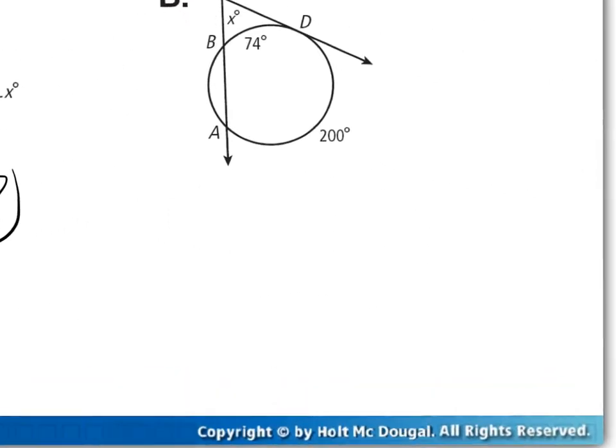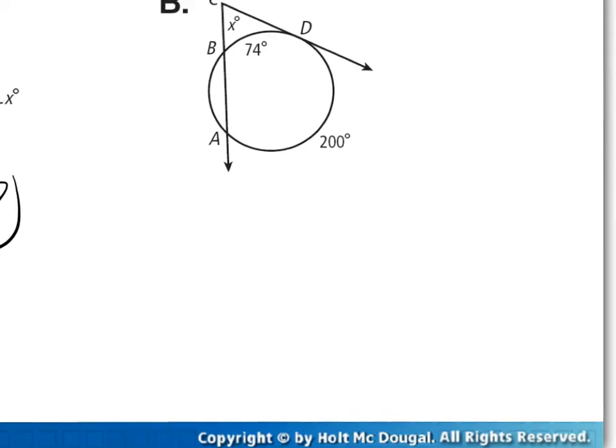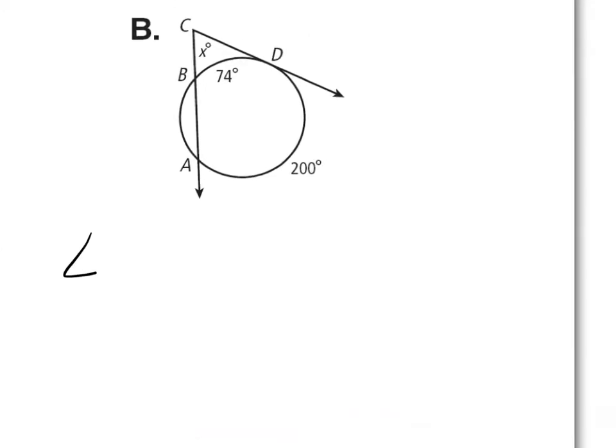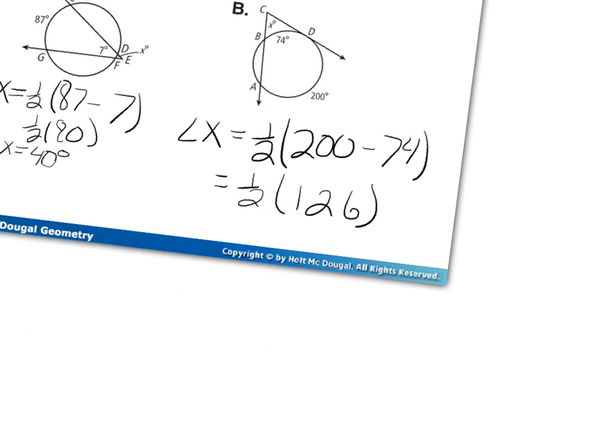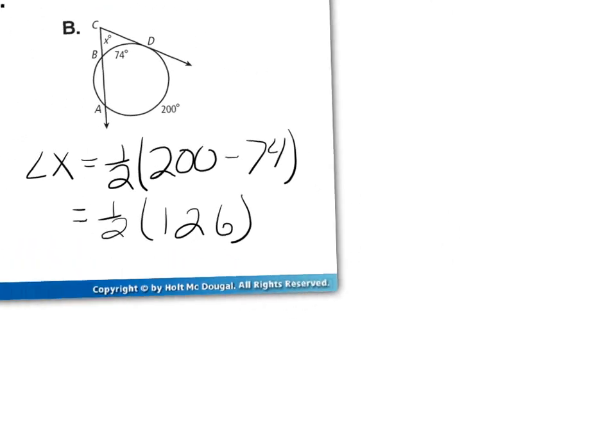All right, now over here, you're going to do the same thing. It's a little easier to see because it's not so zoomed in. Angle X is going to be half the big arc minus the smaller one. All right, so this becomes 1/2 of 126, and B becomes 63. So angle X becomes 63 degrees.